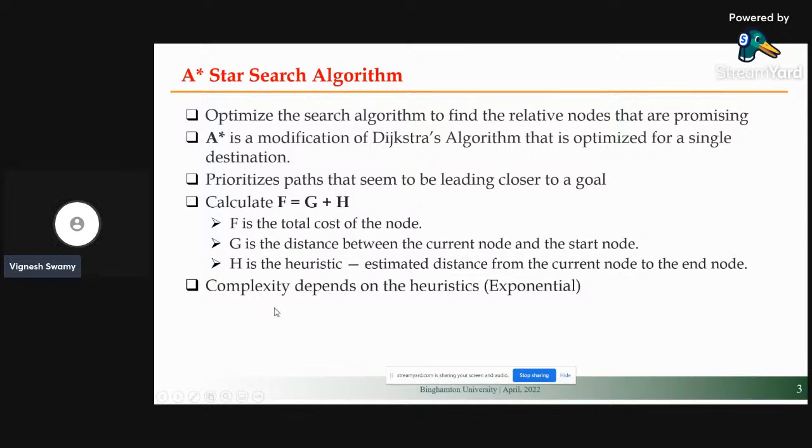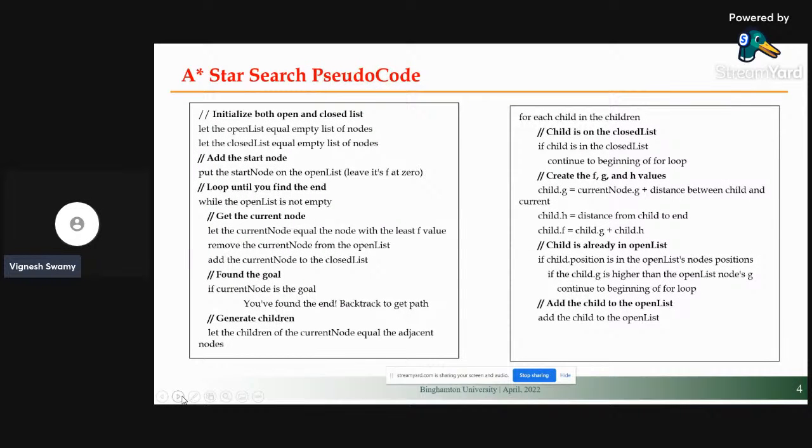And to make a note on this, the complexity here is exponential, since it depends upon the heuristics of the given graph. Let's proceed. The same explanation I have given is also given in the pseudocode, which I'll be going through further in the code implementation and the demo in today's presentation.